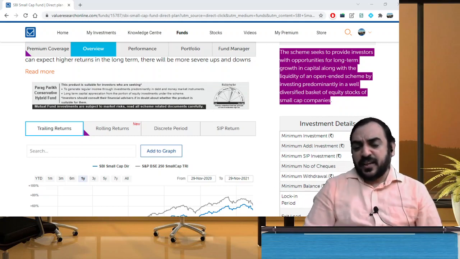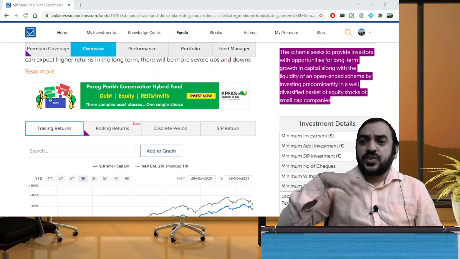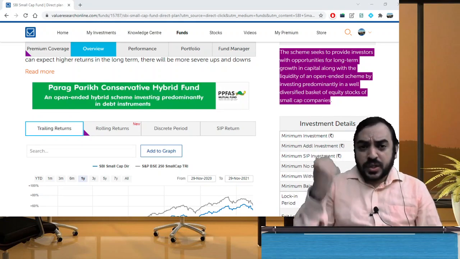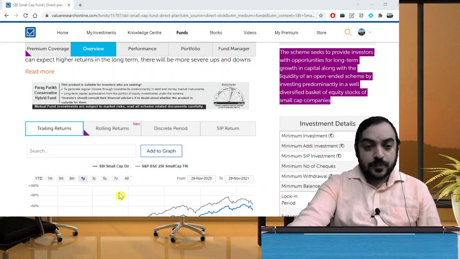The name also is very clear: small cap fund. Earlier they used to give names like emerging opportunities or jewels fund, something like that, but now the names are more standardized.